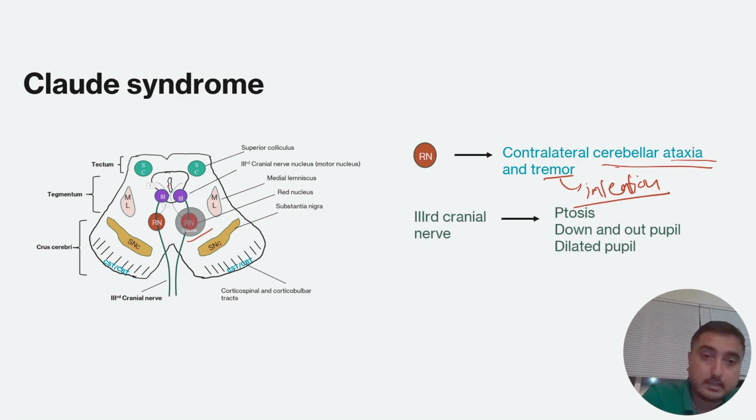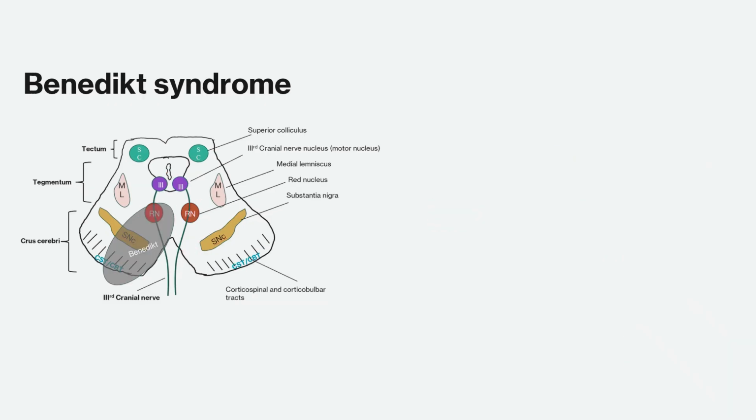Also in Claude syndrome, you see that the third cranial nerve is being involved, and again we have ptosis, down and out pupil, and dilated pupil.